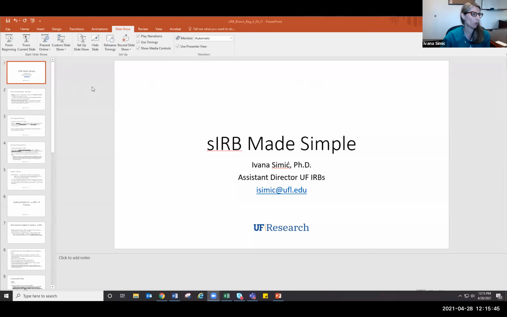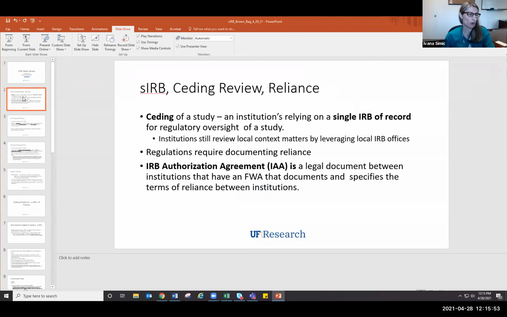But the goal for today is really to talk about the two sides of the single IRB, namely the seeding of review and the arrangement where UF serves as a single IRB for multi-site research. I will talk about eligibility conditions, the process on both ends of the coin, and so on.